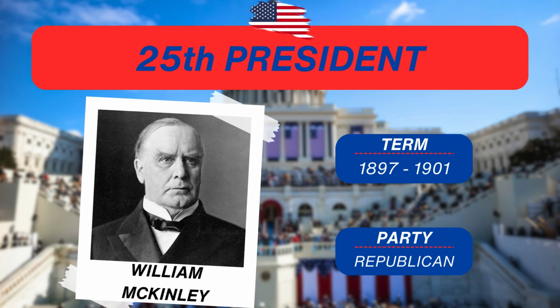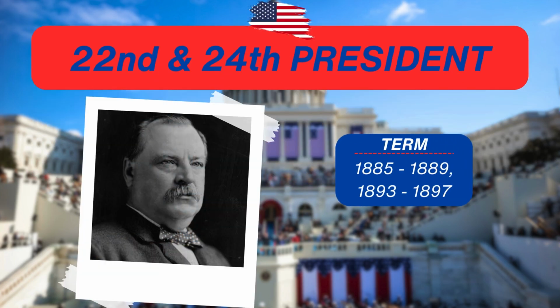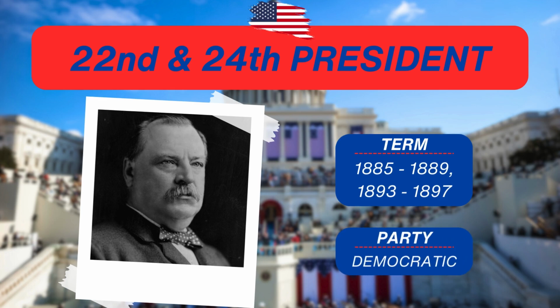He is William McKinley, the 22nd and 24th President. His term was from 1885 to 1889 and 1893 to 1897. He represented the Democratic Party, and his initials are GC.